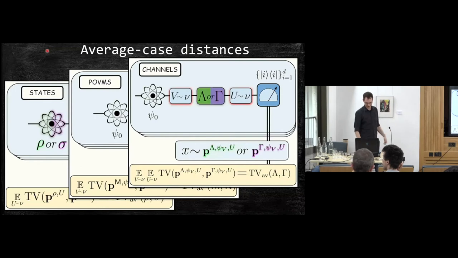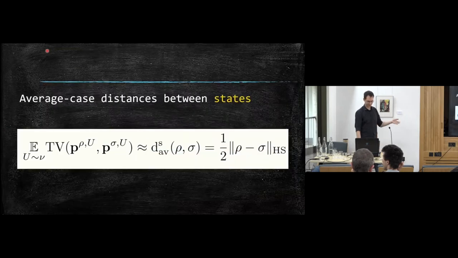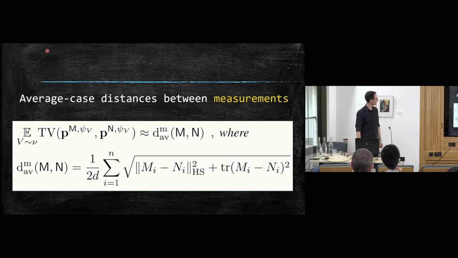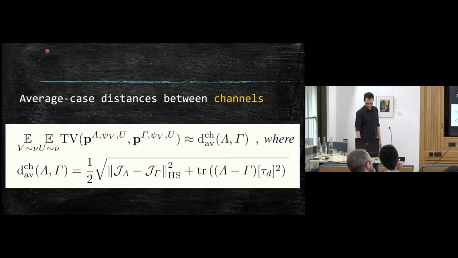And the point is that for all of those objects, as for states, you can derive explicit approximations for those averages, which are simple functions. In the case of states, I already told you about this. For measurements, it's a little bit more complicated function. But again, you have the Hilbert-Schmidt distance appearing there, which is now a difference between measurement operators. And you also have a part that checks how much the traces differ between those operators. And for channels, there is a similar expression.